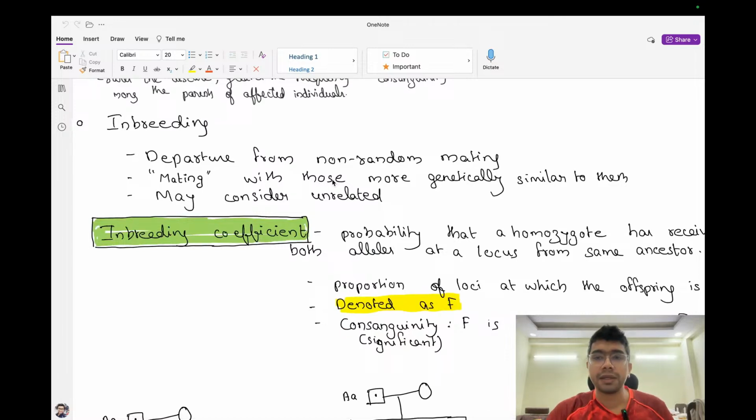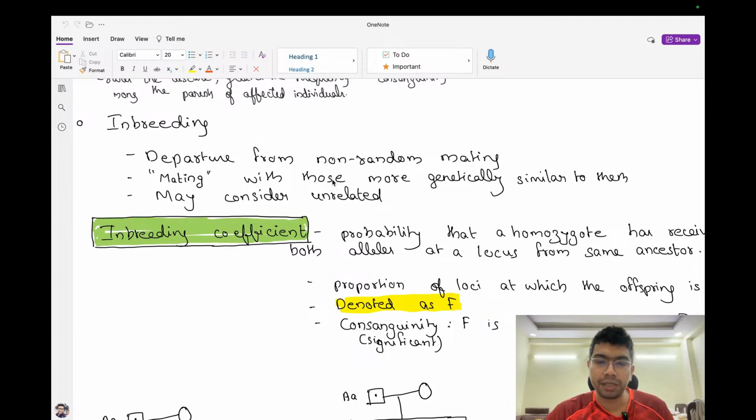So what is inbreeding? When we calculate frequencies of very rare alleles, we always consider the term random mating. We know that there is something called Hardy-Weinberg equilibrium in population genetics, using which we calculate the frequency of carriers, affected individuals, and unaffected individuals in the population. In that, one assumption that is made is that the mating is random. However, in real life scenarios, mating is not random.